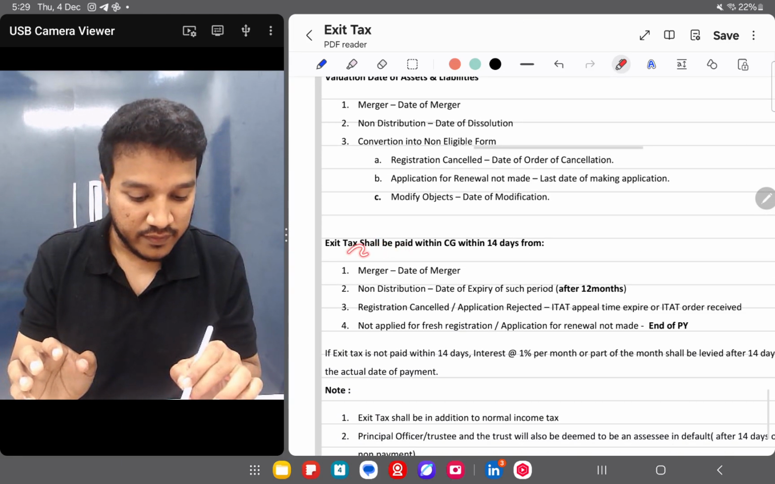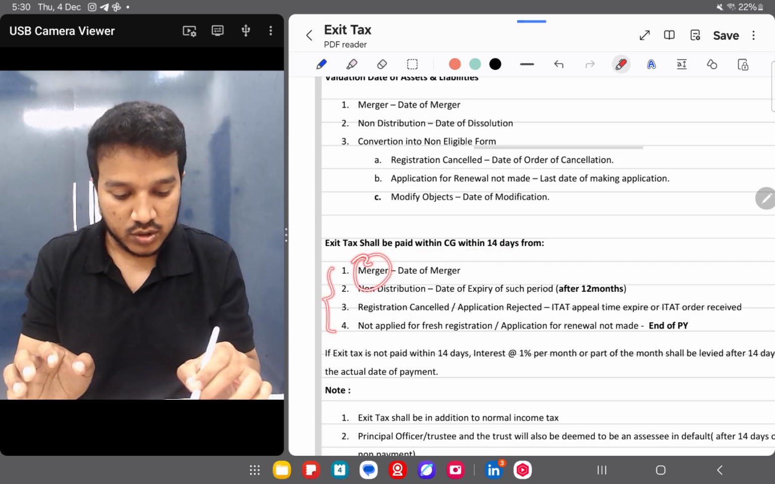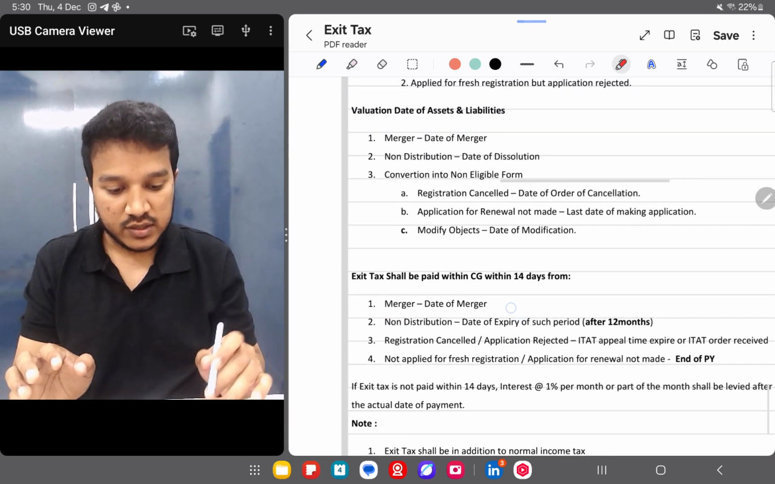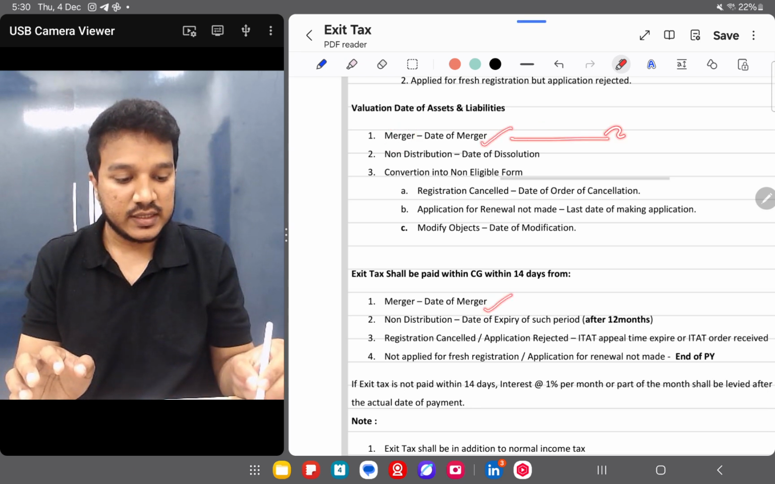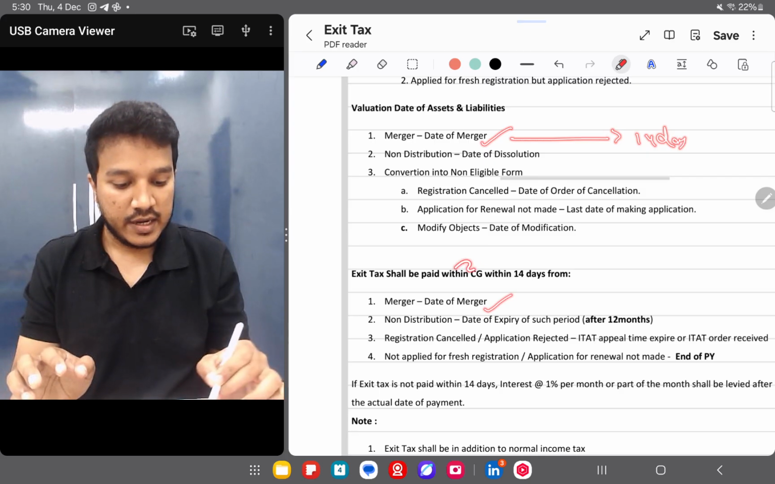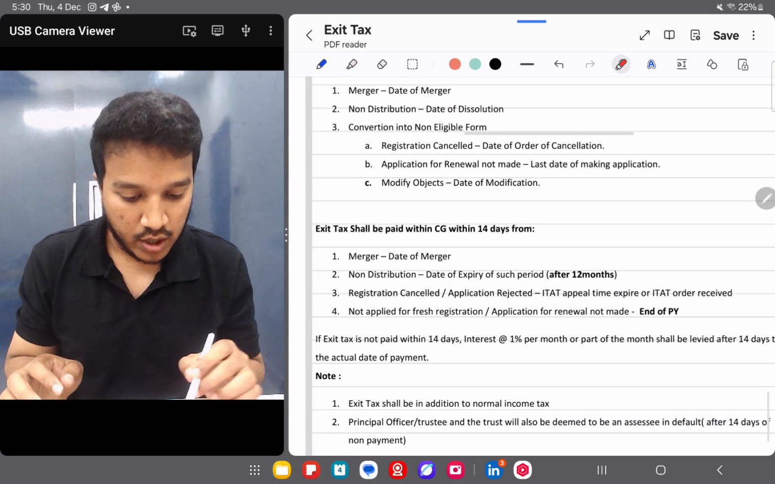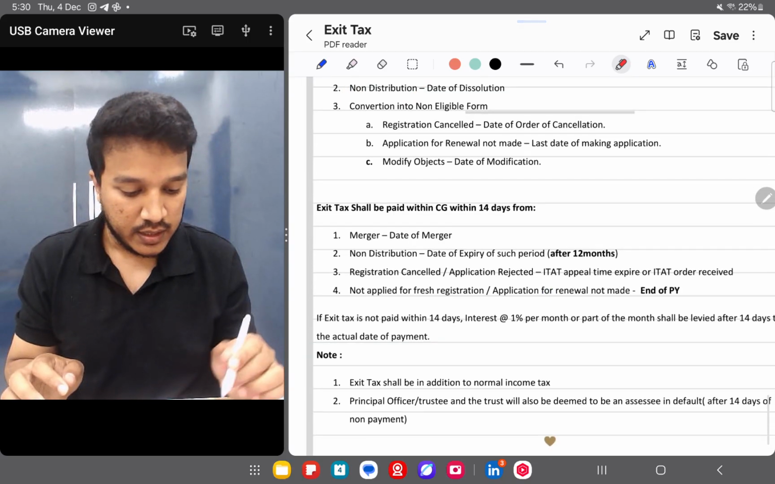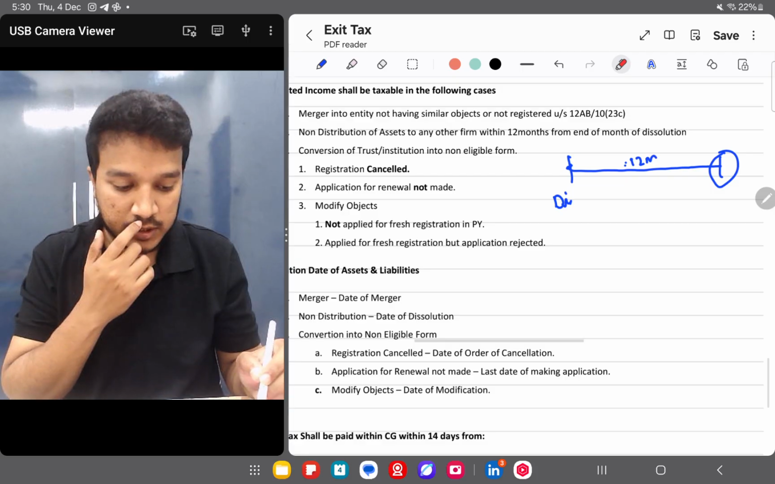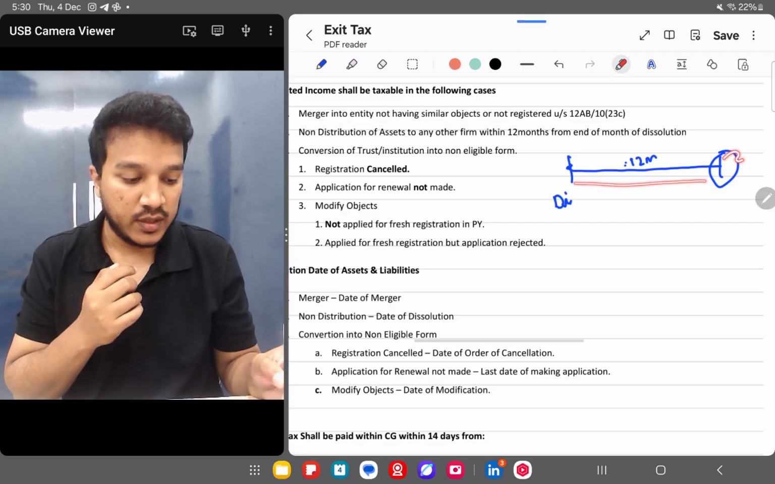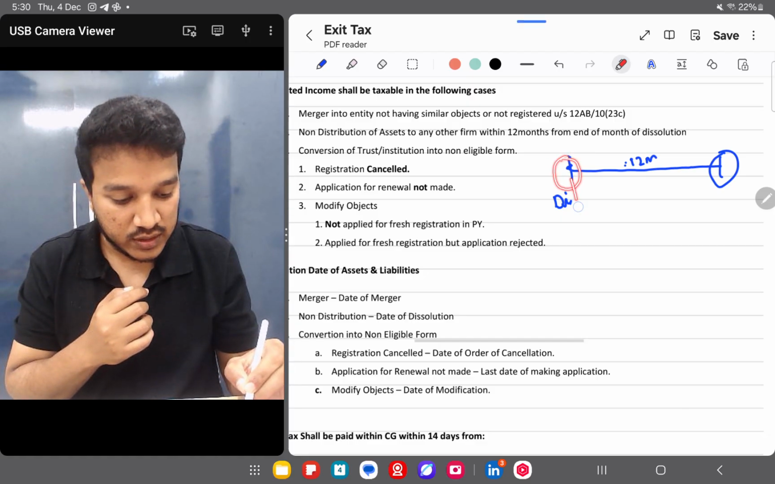Here we spoke about the date. Now here we are talking about when that exit tax is to be paid to the central government. Same situations again. Here also you are talking about merger. In case of merger, you will take it from the date of merger. From the date of merger, you will wait 14 days and you will pay exit tax. Okay, 14 days from the date of merger. Check. Non-distribution: second point, date of expiry of such 12 months. In the non-distribution case, you waited for 12 months. Now you are standing here.